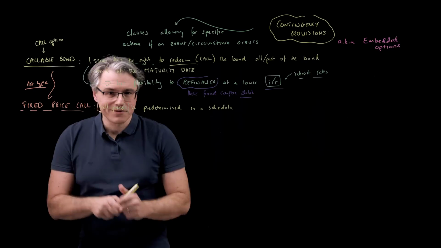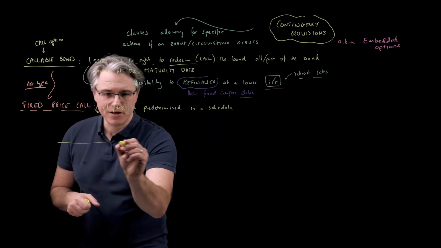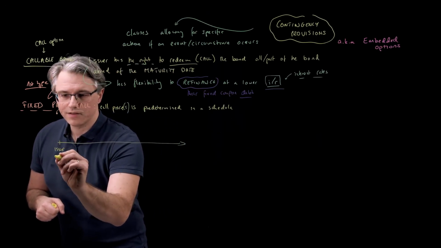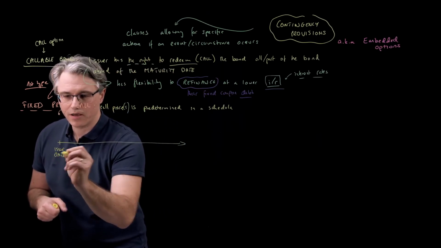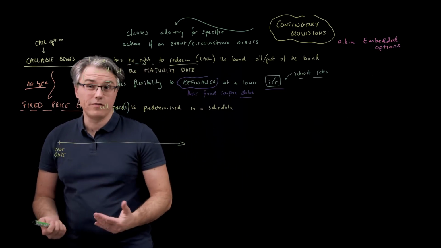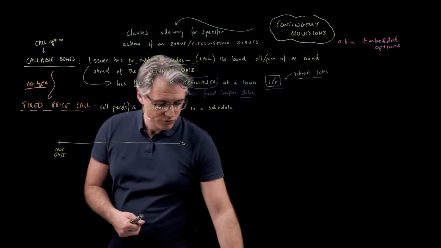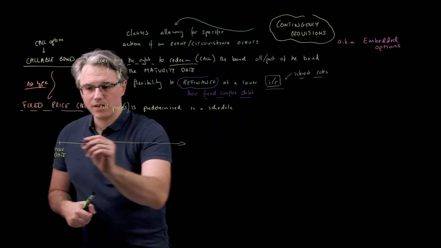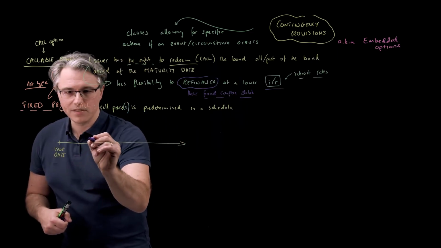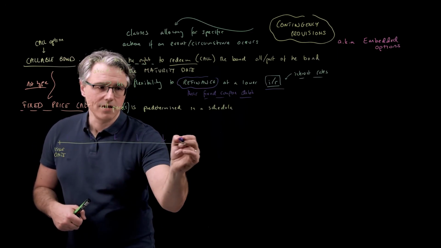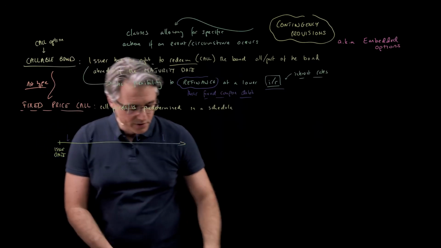Because what I'm trying to get at here is, if you imagine a timeline, over here you've got the issue date. That's when the bond comes to the market, and obviously I'm talking about a bond which offers a fixed coupon. Let's imagine you've got a bond that pays a fixed coupon, I don't know, once a year or once whatever period.